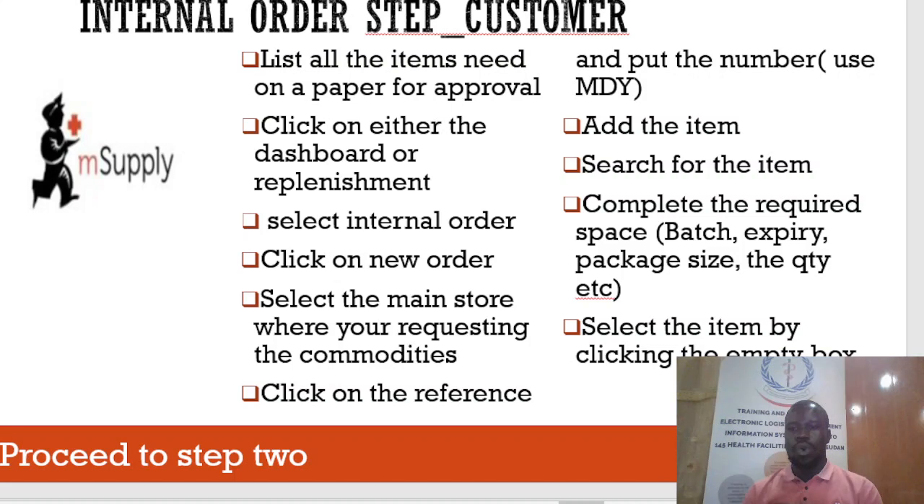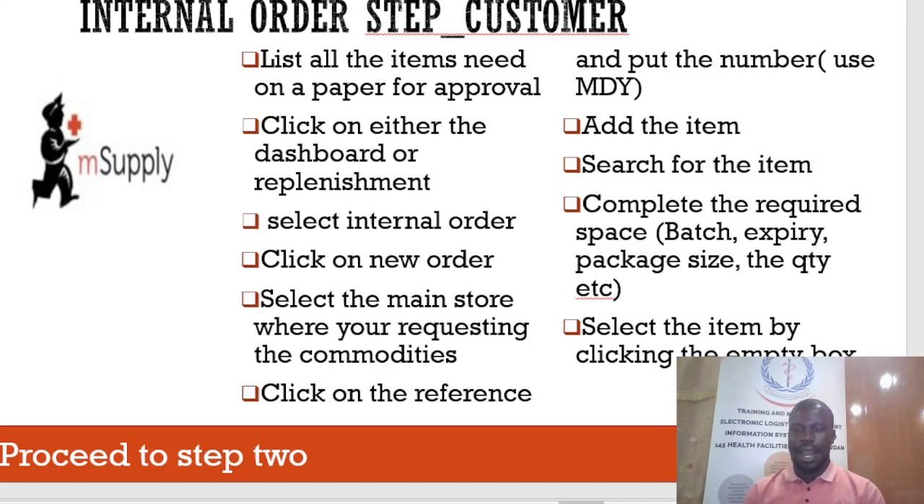For example, complete the required spaces. What are you requesting for? What is the quantity? Please spell that very clearly. Otherwise, if you don't put the quantities that you are requesting very clearly, then it becomes very difficult to move on. Then after that, you have to select the item by clicking the empty box on the right hand side. Drag it slowly, you will see an empty box. You click on it and then your task will be completed.